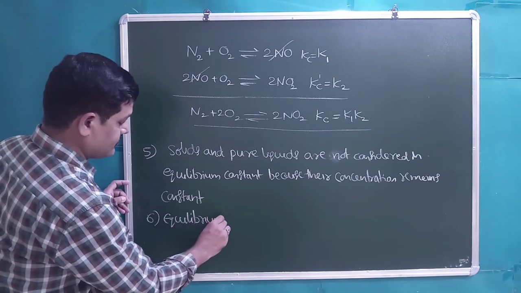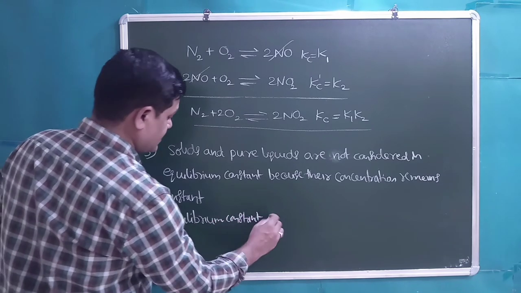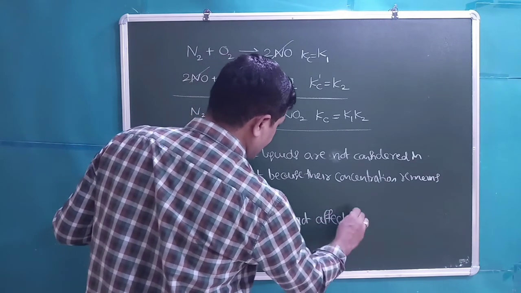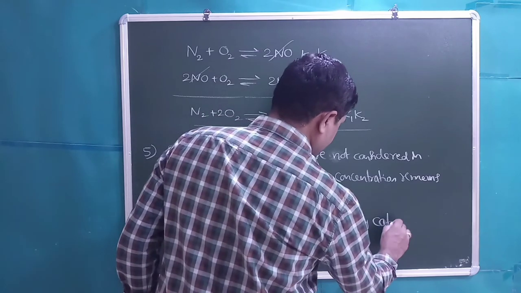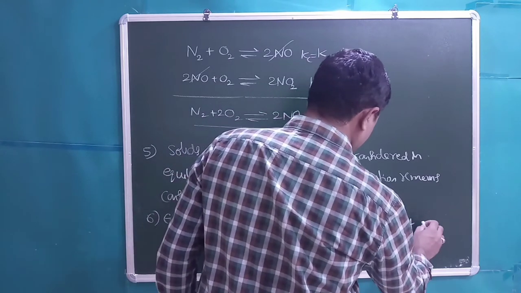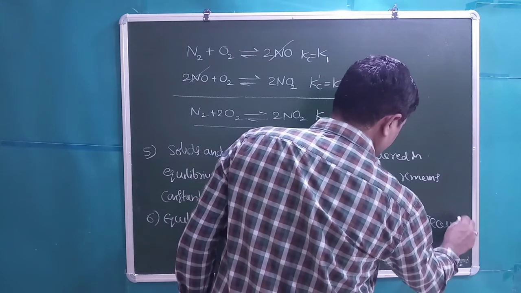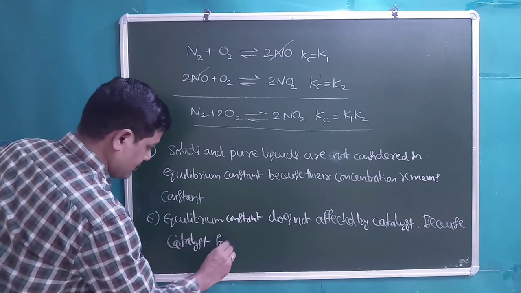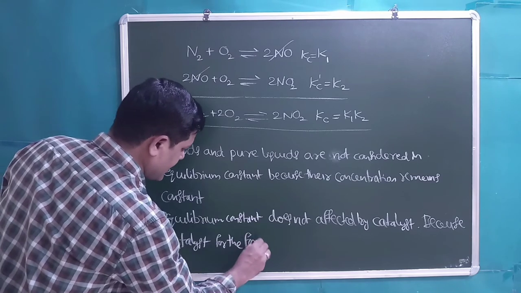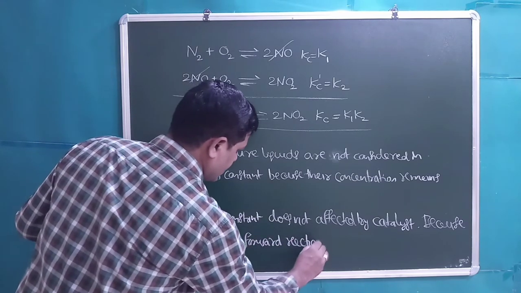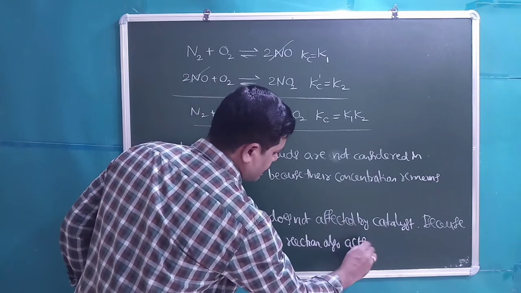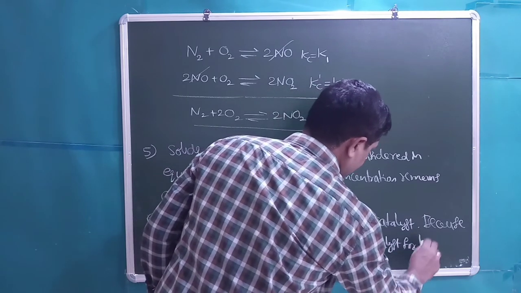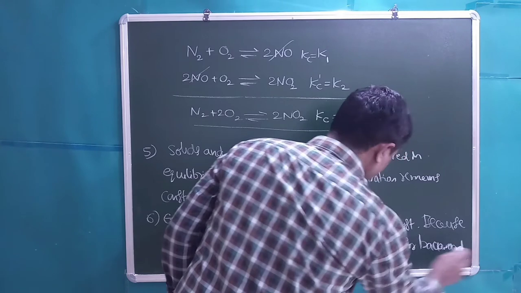Equilibrium constant is not affected by a catalyst, because a catalyst for the forward reaction also acts as a catalyst for the backward reaction.